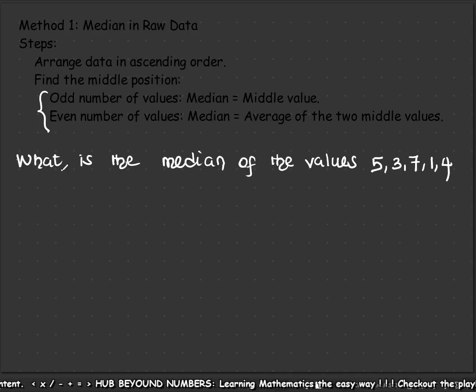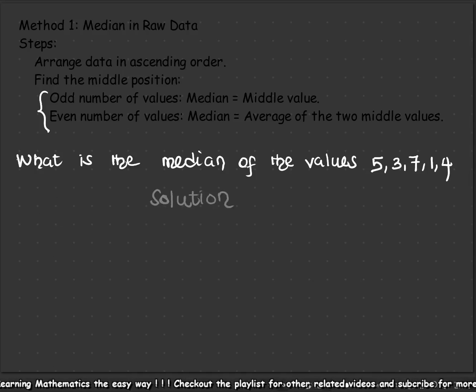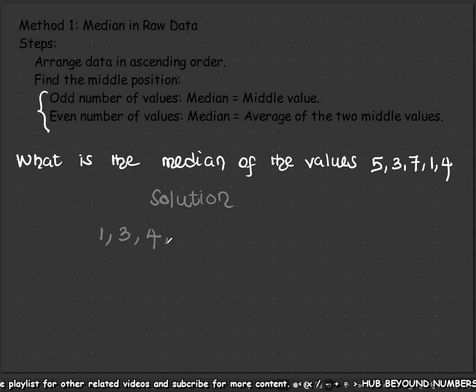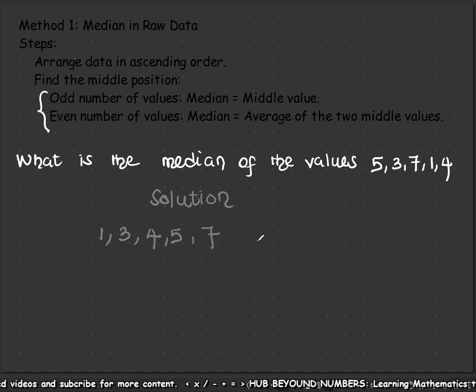This here says, what is the median of the values 5, 3, 7, 1, and 4? The first thing we need to do is to arrange it in ascending order. We should order it, hence our solution. So in order, looking at what we have, our smallest number is 1. So I have my 1, followed by 3, followed by 4, 5, and then 7. These are the numbers we see in our values.